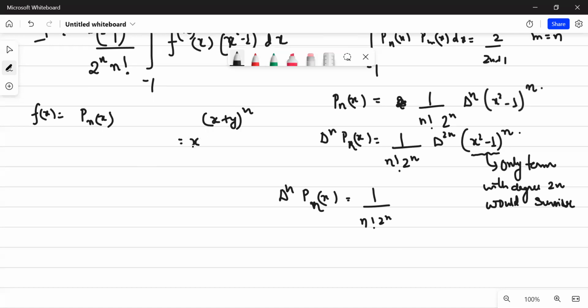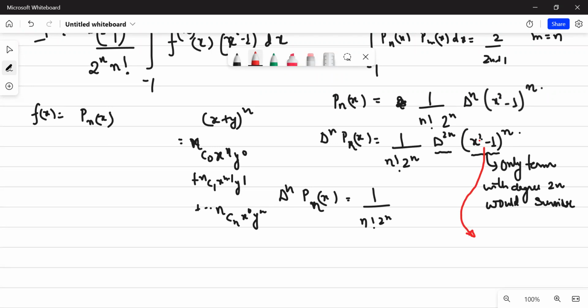We used to write nC0 x to the power n y to the power 0, plus nC1 x to the power n minus 1 y to the power 1, something like this, remember? Up to nCn x to the power 0 y to the power n. Is that clear or not? So understand that here, with d^2n, the only surviving term you can expect is the term whose power is 2n. Is that clear? Okay, so tell me which term will have power 2n?